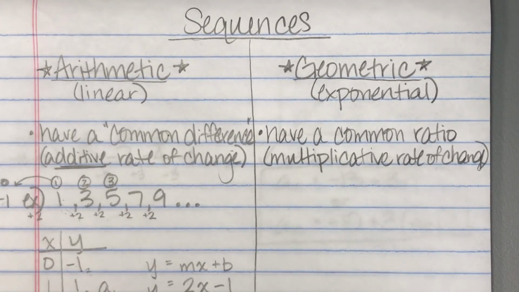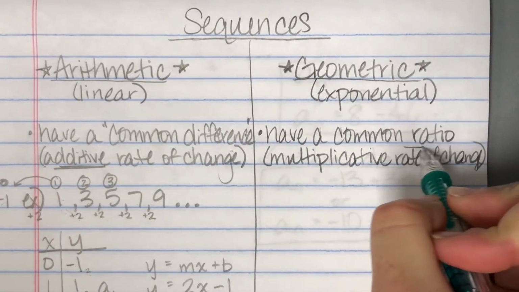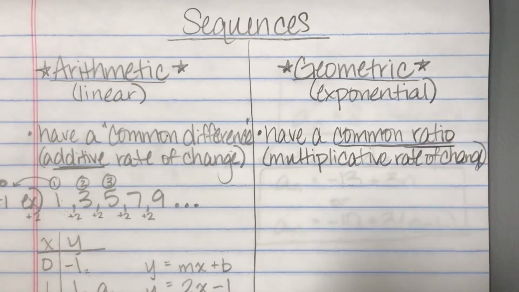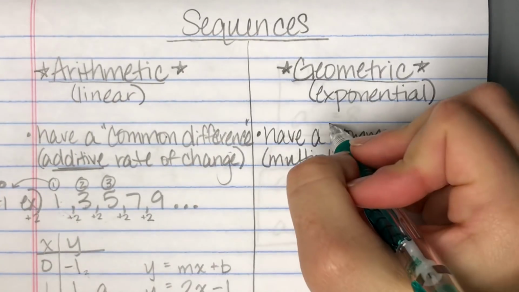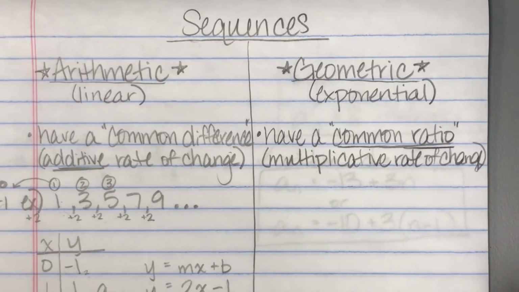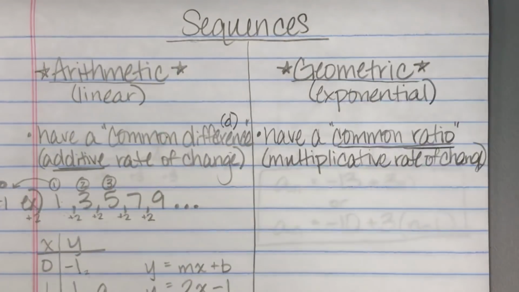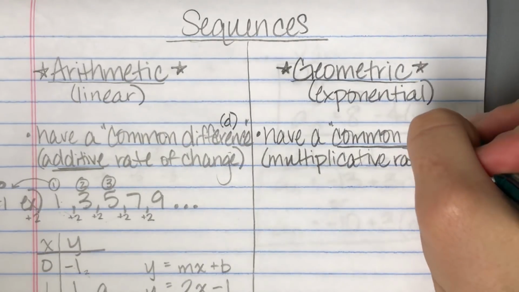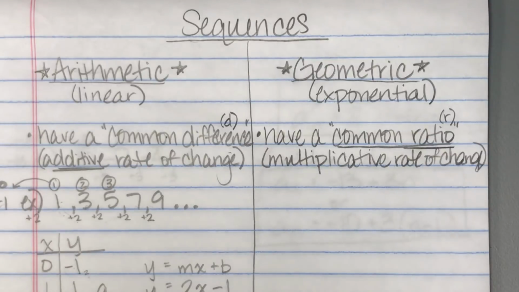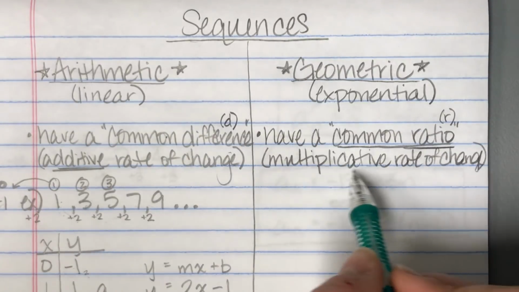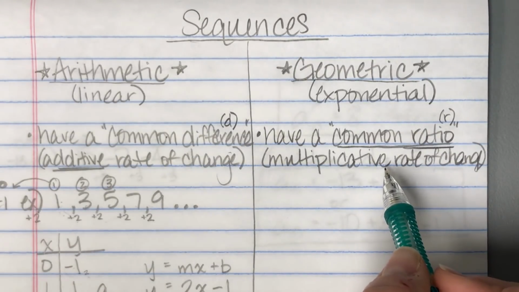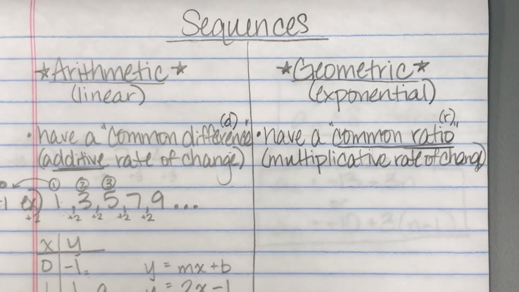The biggest difference between geometric and arithmetic is that we're talking about a common ratio. Instead of adding or subtracting the same amount and calling that your D value, we're always multiplying or dividing by the same amount, and it will be your R value instead. It's that multiplicative rate of change that we discussed when we were doing exponential problems, functions, and graphs.